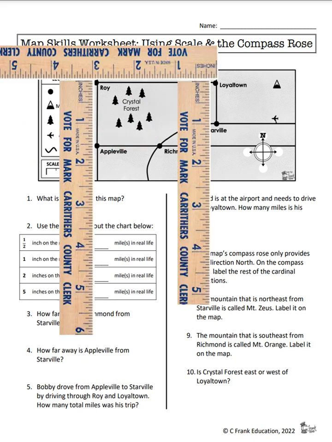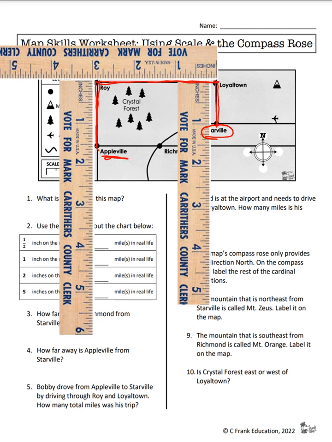The next question is, this guy Bobby is driving from Appleville to Starville. However, he didn't go directly there. He went by way of Roy and Loyaltown, then to Starville. So he took kind of a long way. Maybe he had some friends to visit. So we have to measure 3 different pieces here.